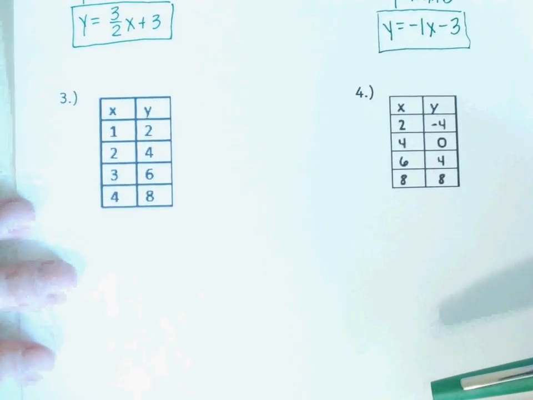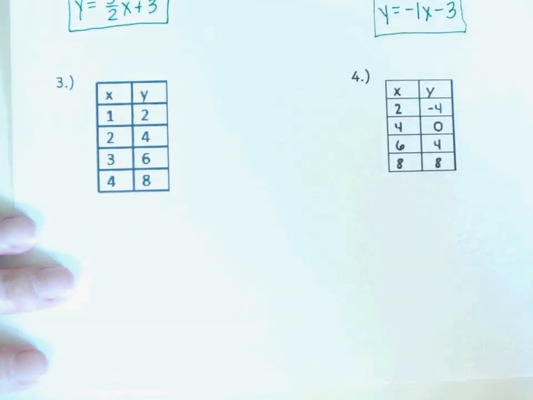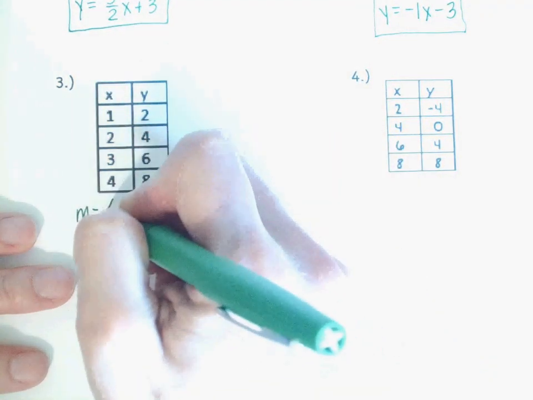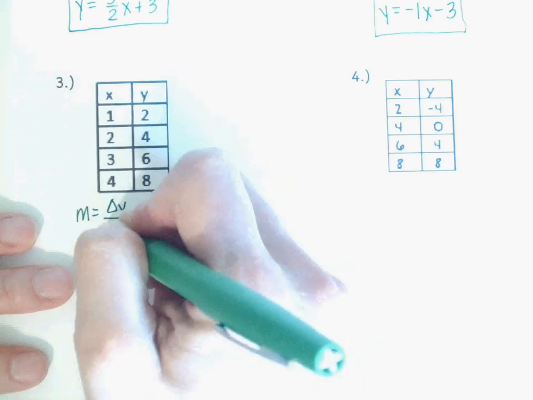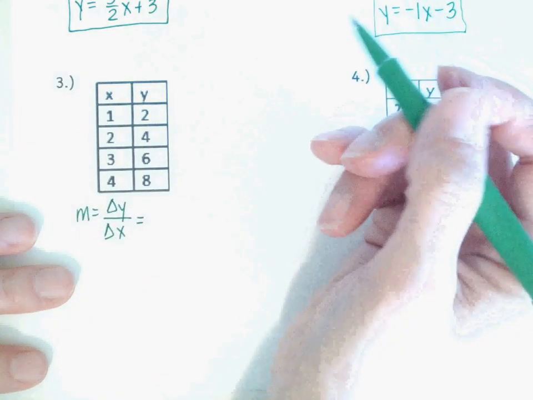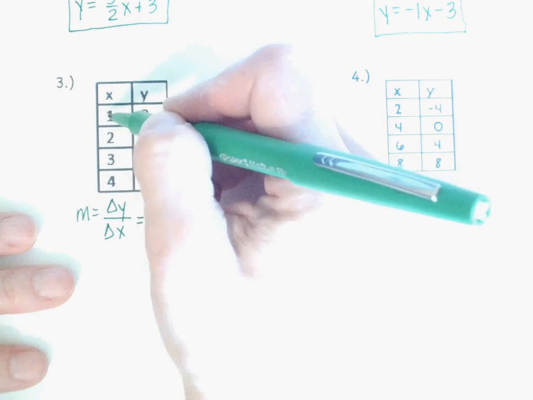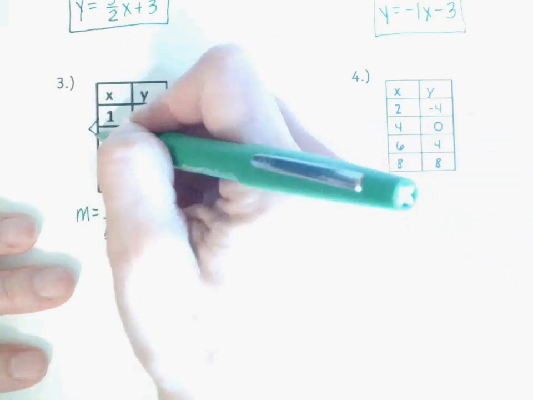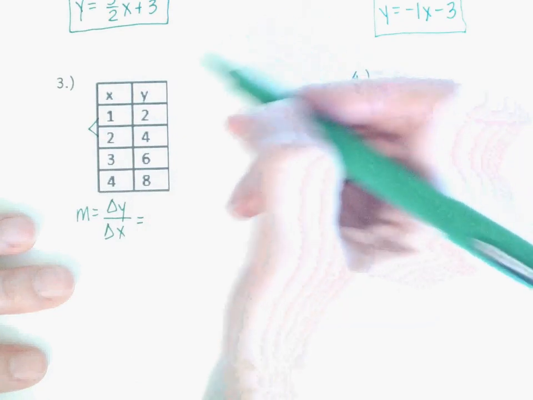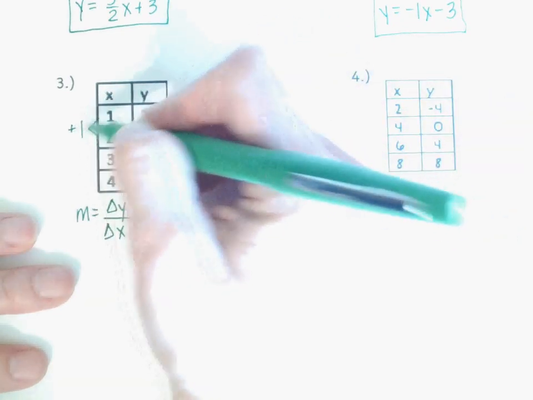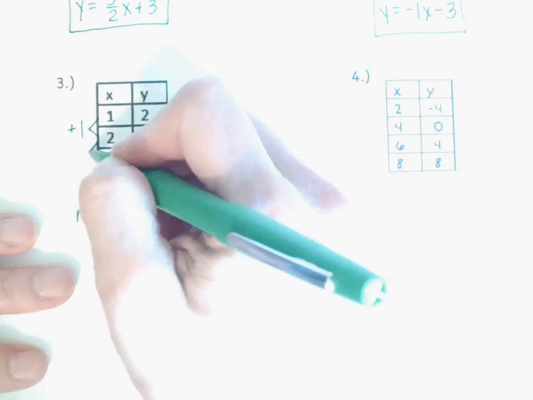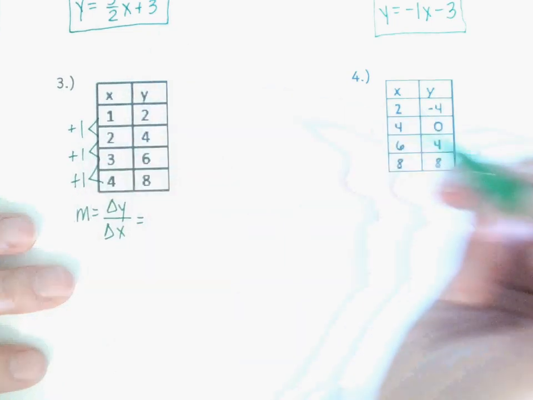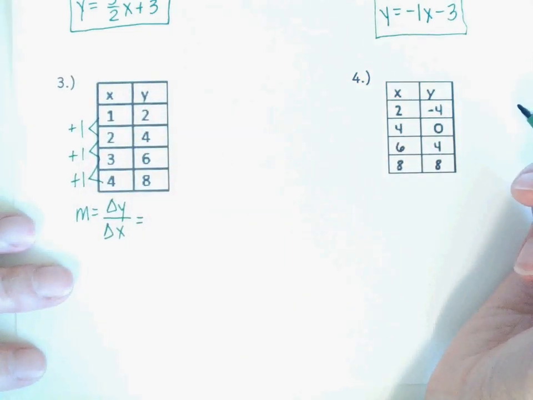So for number 3, same thing. What we're going to start with is calculating slope first. Slope is the change of y over the change of x. So what I'm going to do is figure out how do my x values move. And we can figure that out by going from 1 to 2. To go from 1 to 2, we have to add 1. To go from 2 to 3, we add 1. And to go from 3 to 4, again, we add 1. Now let's take a look at the y column.